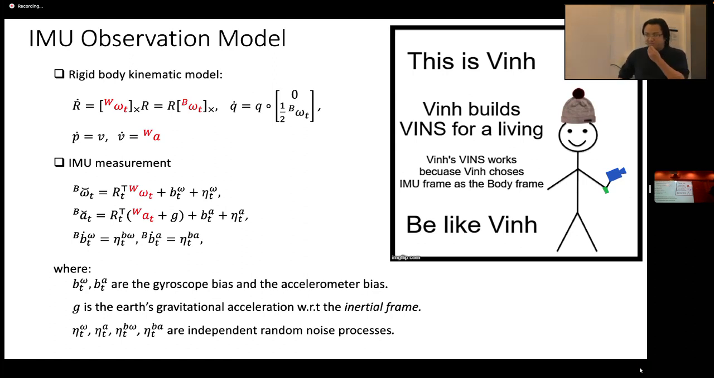Should I repeat? Even if you have a perfect IMU with no noise and no bias, it's mathematically impossible to recover the camera motion from the IMU measurements. That's because of the separation? Yes, and the separation is fixed.